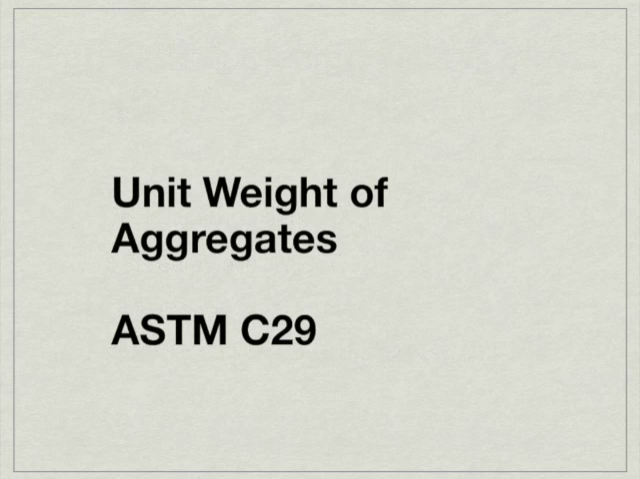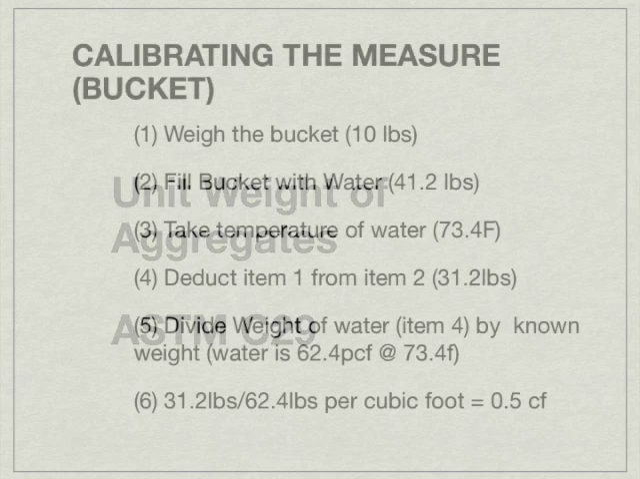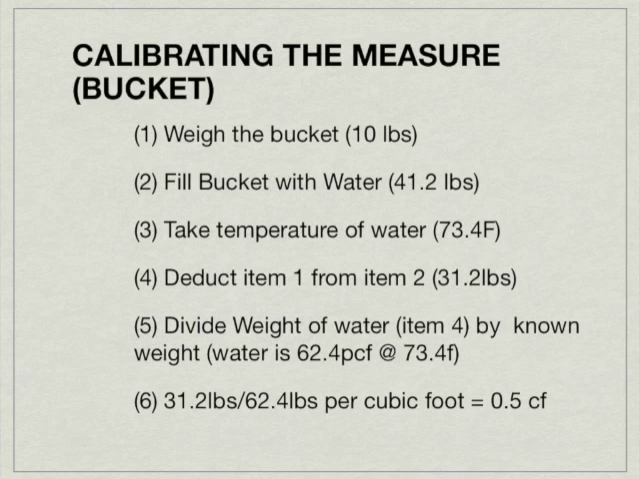Lastly, let's review calculating the unit weight of aggregates, which falls under ASTM C29. This procedure assists us in determining the weight of coarse aggregate that will go into a concrete mixture based on a coarse aggregate factor. Let's review the steps of this procedure. One of the first things that we want to do in this procedure is calibrate our bucket. Here, what we're going to do is weigh the bucket empty. Let's assume that the bucket weighs 10 pounds.